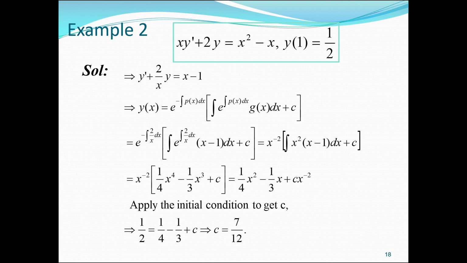The second example, x into y dash plus 2y equal to x squared minus x, and the condition is y of 1 equal to 1 by 2. Now we divide the entire equation by x. We get y dash plus 2 divided by x into y equal to x minus 1.